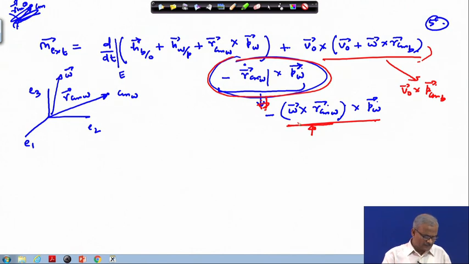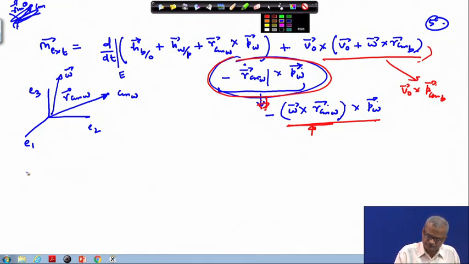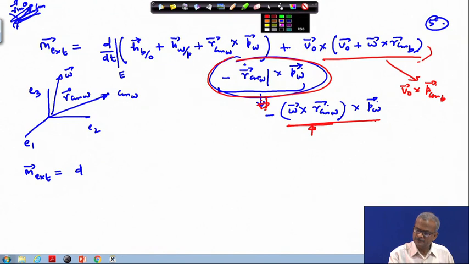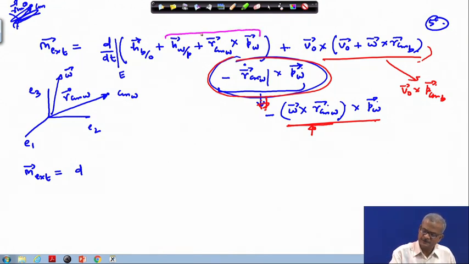So, for this we need to work out here. Okay. So, we reorganize it in this step. So, M external, then this will become, now you can recognize this term, that this term is nothing but the moment of angular momentum of the wheel about the point O. This is the angular momentum of the wheel about the point P.